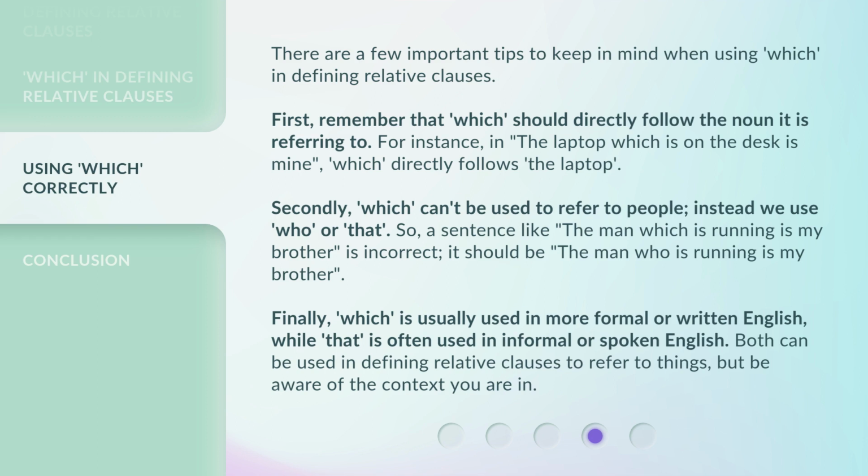Secondly, which can't be used to refer to people. Instead, we use who or that. So, a sentence like, the man which is running is my brother, is incorrect. It should be, the man who is running is my brother.